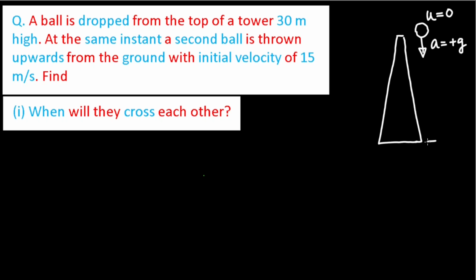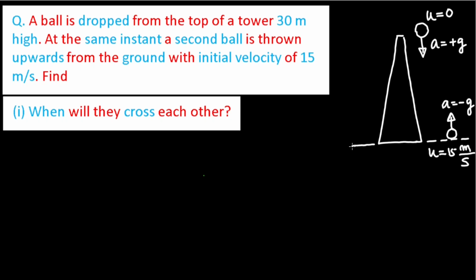At the same instant, another ball is thrown upwards with initial velocity 15 meter per second. Since the ball is moving up, its acceleration a will be minus g. Now we have to find when will they cross each other.